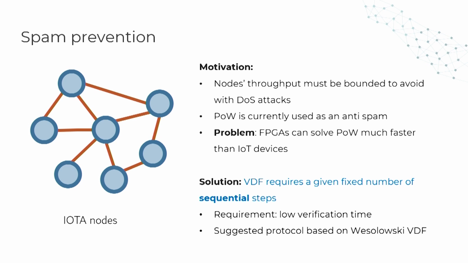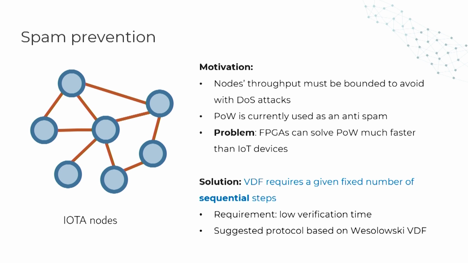So here, the way we want to use VDF is slightly different from what was presented before. I want to use VDF because it guarantees that there is a certain number of sequential steps that must be done. So basically, the time needed to compute the VDF is more or less similar for all the nodes in the network. We also require a low verification time because I need fast verification.